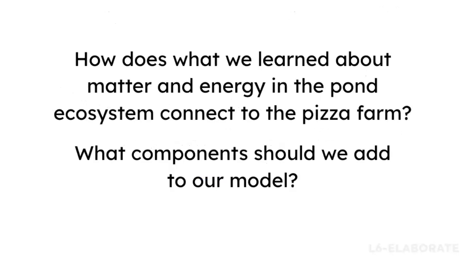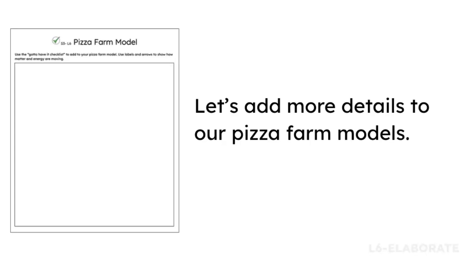For the Elaborate portion, you'll ask students how what they've learned about matter and energy in the pond ecosystem connects to the pizza farm and what components they should add to their pizza farm models. They'll develop a Gotta Have It checklist for how to revise their models. You'll have students add to their pizza farm models and labeled explanations on the Pizza Farm Model Student Journal page.